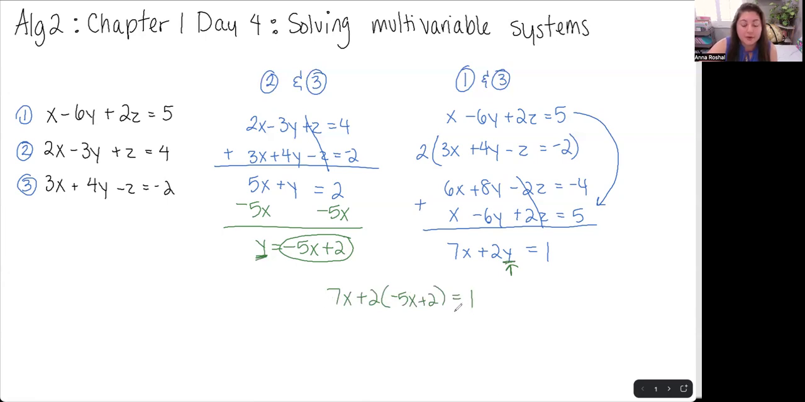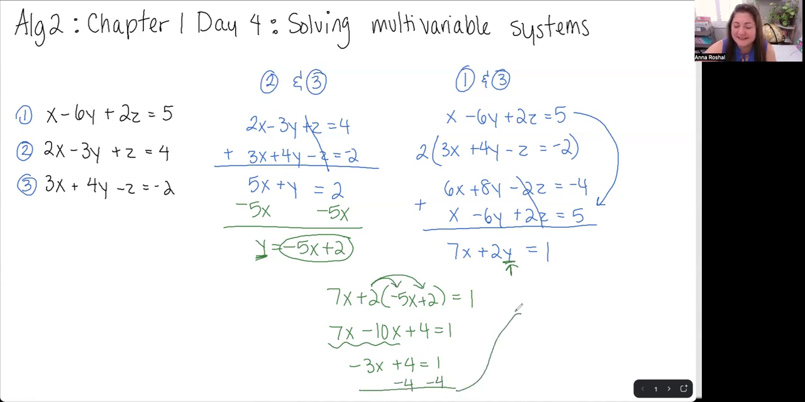Now that I have one variable, I can solve for x. So I'm going to go ahead and distribute this 2. I'm going to end up with 7x minus 10x plus 4 equals 1. And then 7 minus 10 is -3x plus 4 equals 1. I'm going to subtract 4 from both sides. It's going to be -3x equals -3. If I divide both sides by -3, I'm going to end up with x is 1.